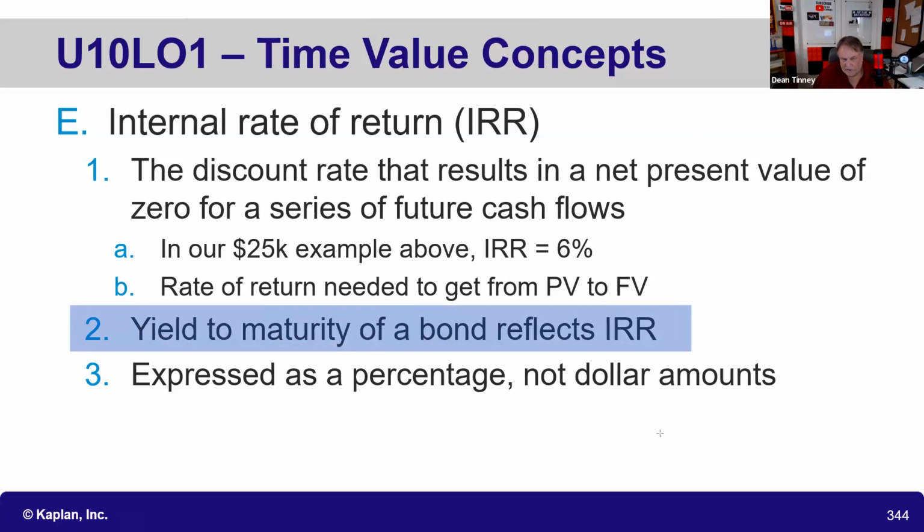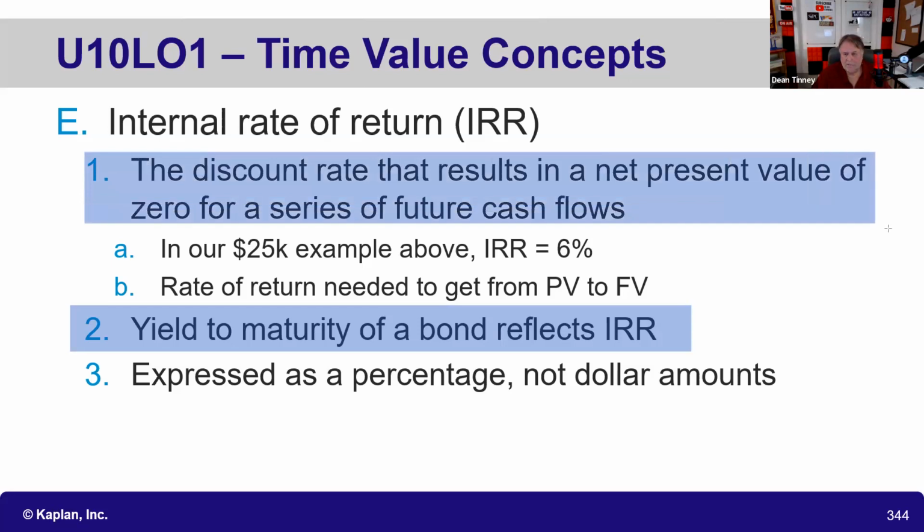And I would expect a question about that as well. They say the yield to maturity on a bond best reflects which of the following, and you would say the internal rate of return. I'm not opposed to making a flashcard. Again, you might have to use your calculator maybe once on the exam. So I would do that.